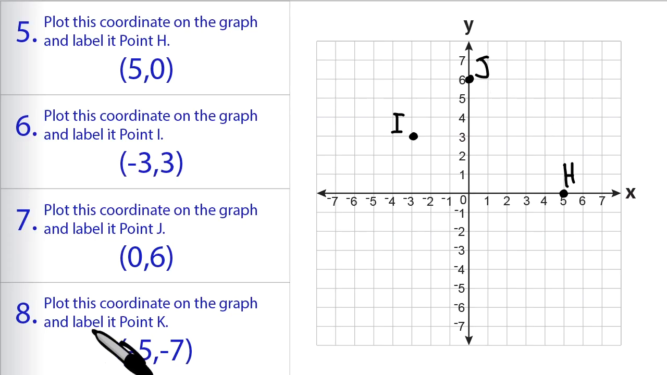For problem 8, we need to plot this coordinate on the graph and label it point K. We have -5, -7. So let's start with the point at 0 and move it -5 in the x-axis and then -7 in the y-axis. You can see here that it lines up with the -7 there. And it lines up with the -5 there. And so that is going to be point K. Okay, and so here are points H, I, J, and K.